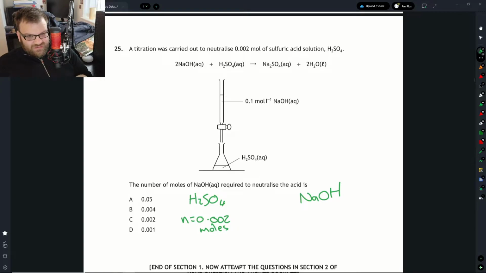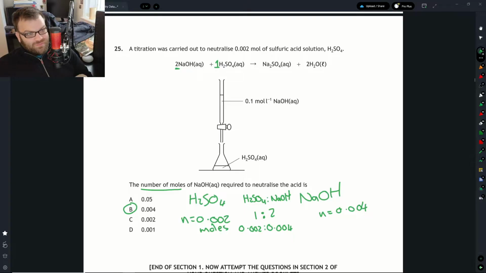We then need to look at our ratio of sulfuric acid to sodium hydroxide. We have got 1 sulfuric acid to 2 sodium hydroxides. This means we need to take our number of moles and multiply it by 2, 0.004. Now we know the number of moles is 0.004. The question wants the number of moles, so that would just be our answer.